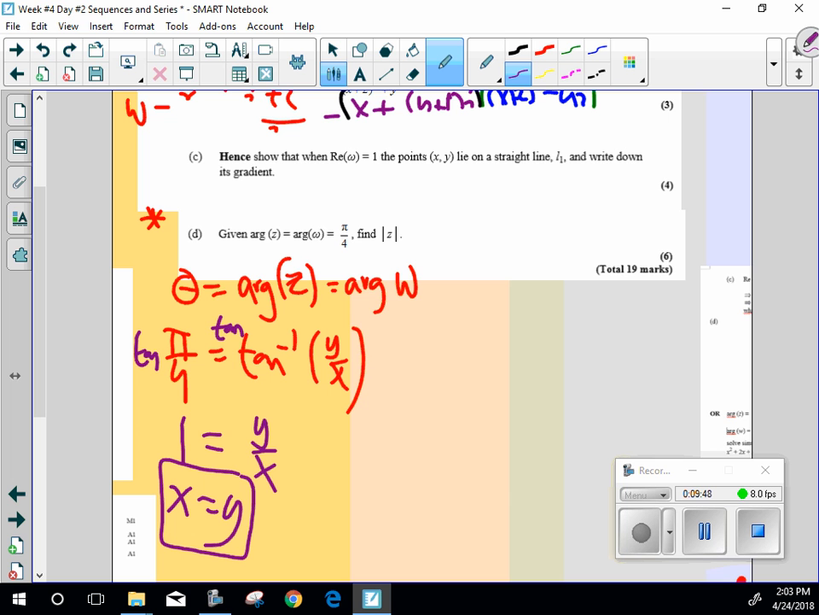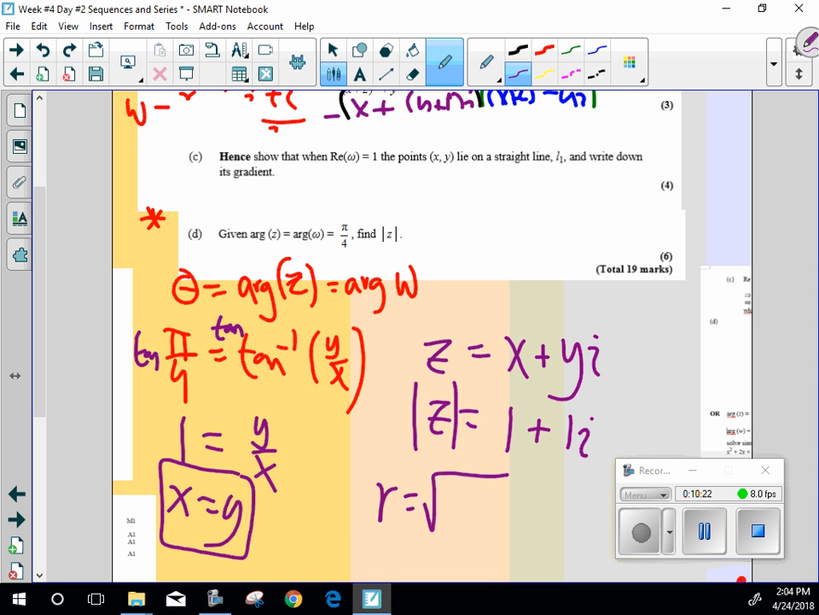So what's neat about this is that if z is equal to x plus yi, right? And it said the real part was equal to 1. If the real part's equal to 1, then x is 1, and what will y have to be? 1. So let's find the magnitude of this. What's the modulus or the magnitude of it? Well, it's going to be the square root of 1 squared plus 1 squared, which is the square root of 2.